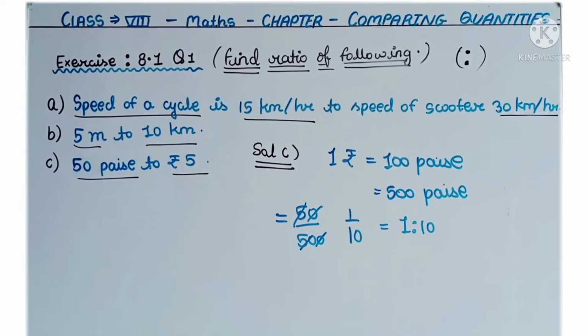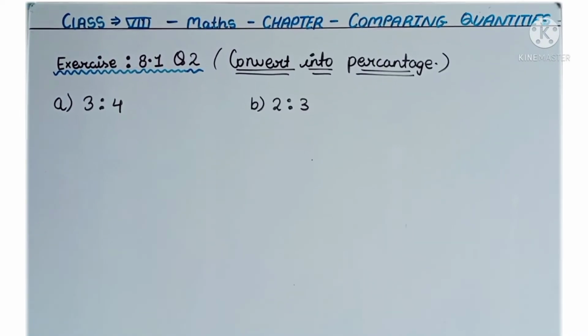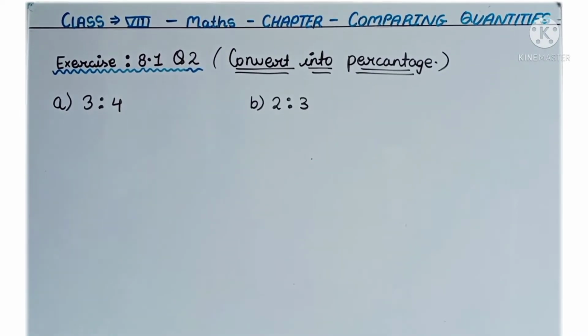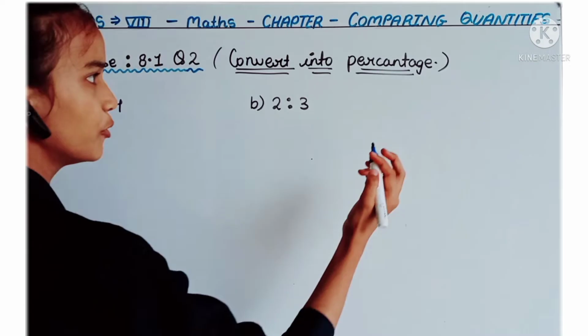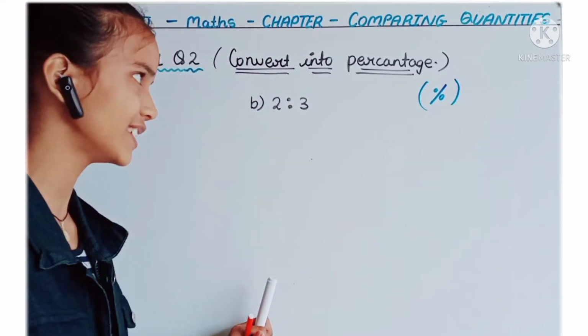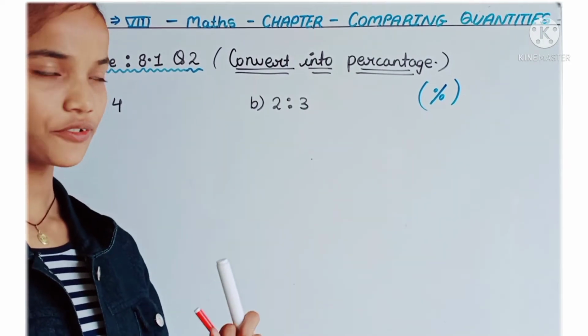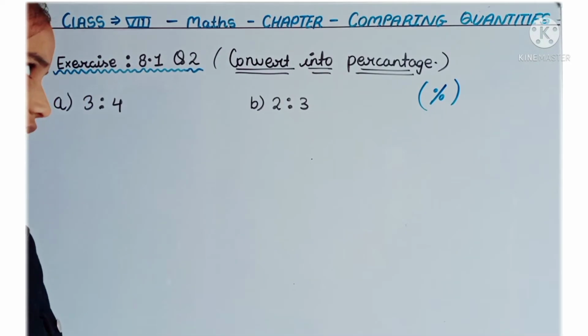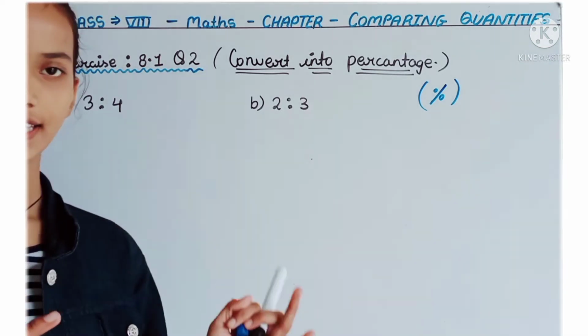Now let's come to the second question of this exercise, in which we have to convert the given ratios into percentage. What is percentage? You all know about percentage, as we studied in our previous classes. This is the sign of the percentage, right? And what is the meaning of percentage? Percentage means multiplication by 100. So we have to convert these ratios into percentages.